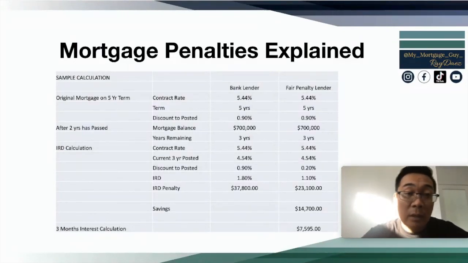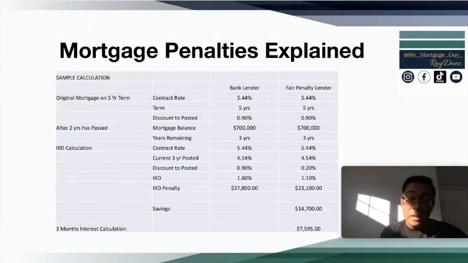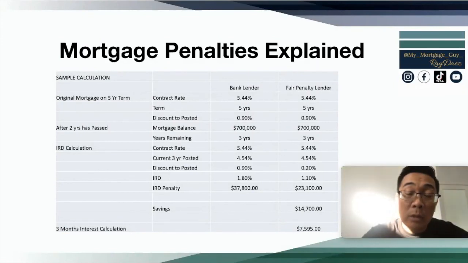Now, like I said earlier, for a fixed rate, it's the higher of 3 months interest versus the IRD. Now, 3 months interest for this specific scenario is around $7,595, but the IRD will be higher than that. So you'd either pay the $37,800 if we had a bank lender, or you would have paid $23,100 if we have one of the fair penalty lenders.